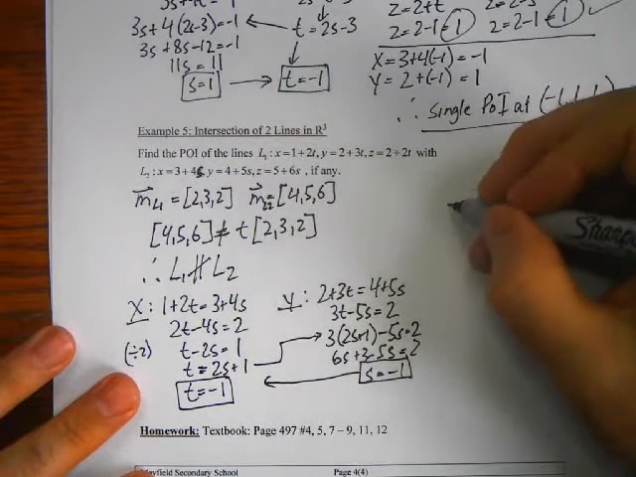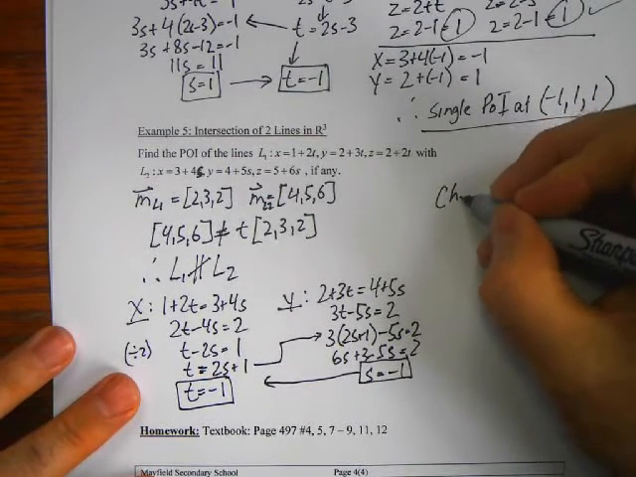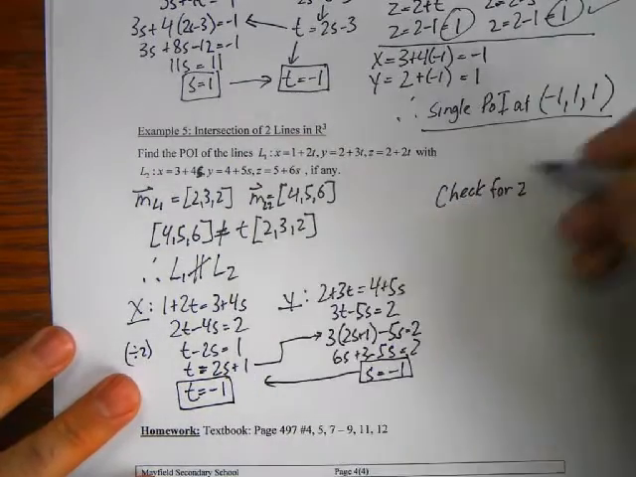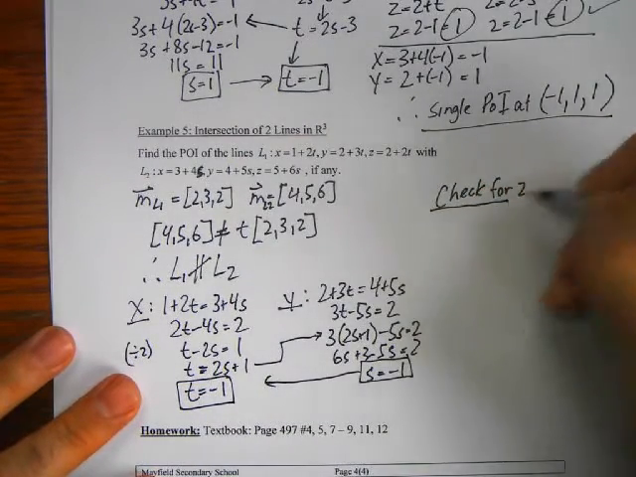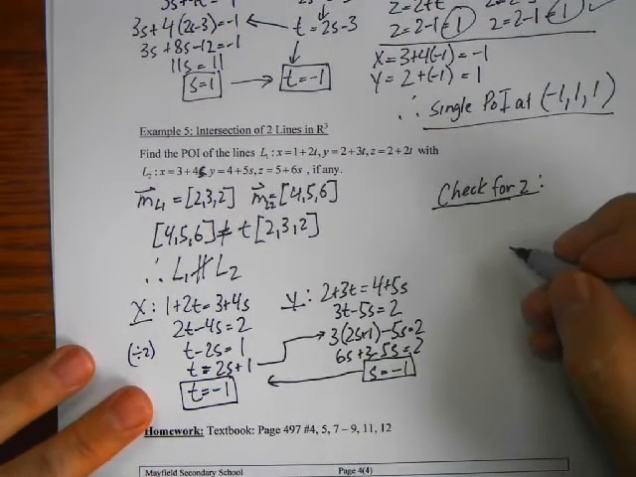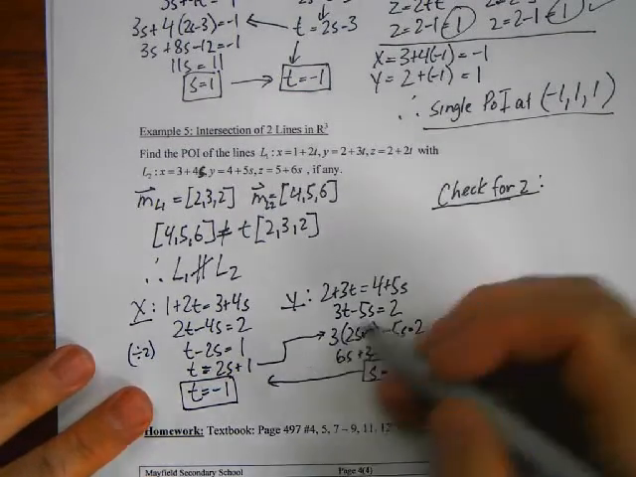There's nothing that says you have to do x and y first and then check for z. Whatever looks easiest to do. So it's up to what you want to do. But you will find a solution for 2 of the equations and then check for the third.